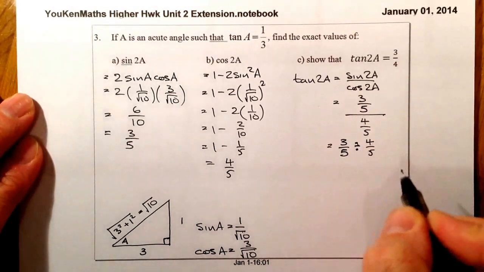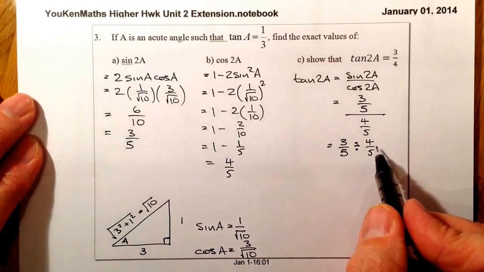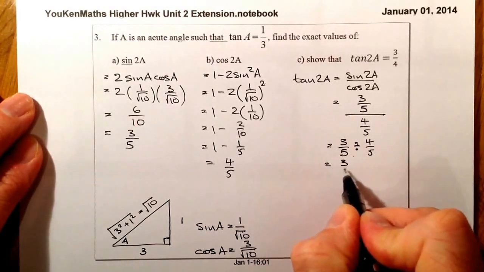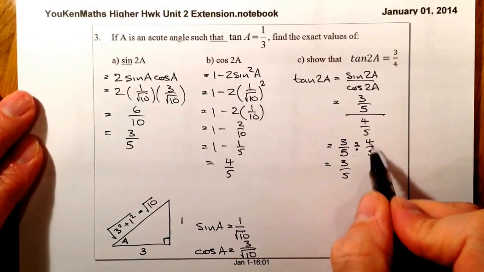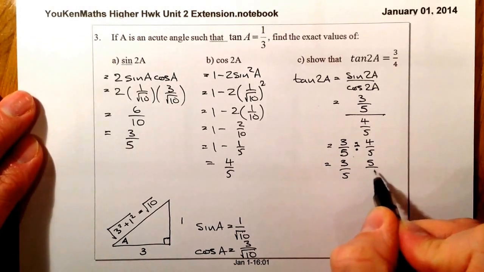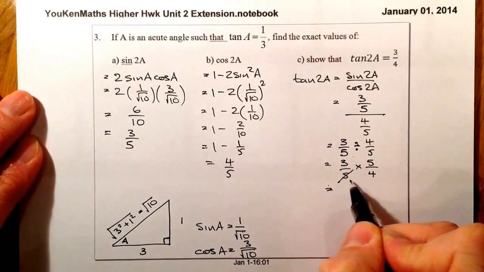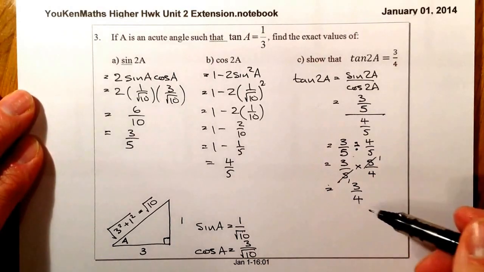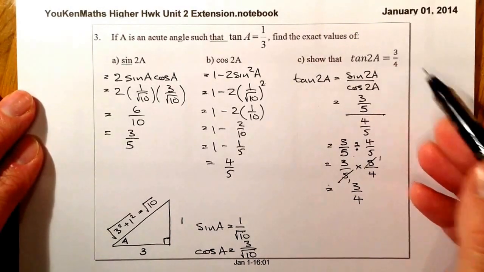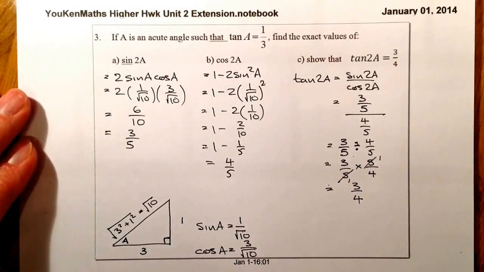So writing it out straight would be 3/5 divided by 4/5. And what you'll know is that when we're dividing fractions, we flip and change the last fraction to change that into multiplying. So we'll flip that fraction over, it'll be 5 over 4, change it to a multiply, and I can cancel that off there, that off there. That should give me an answer of 3 over 4. And what I've done is I've just shown that tan 2A is equal to 3 over 4.